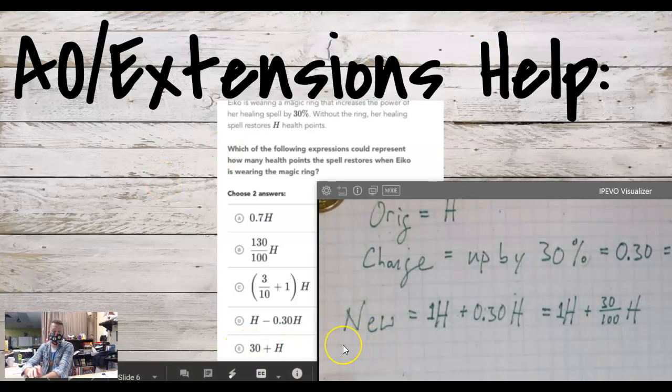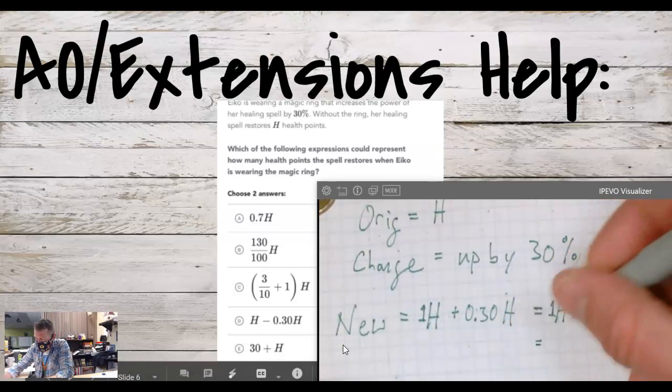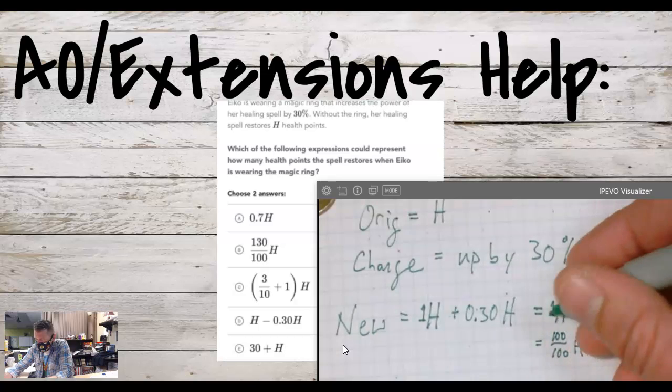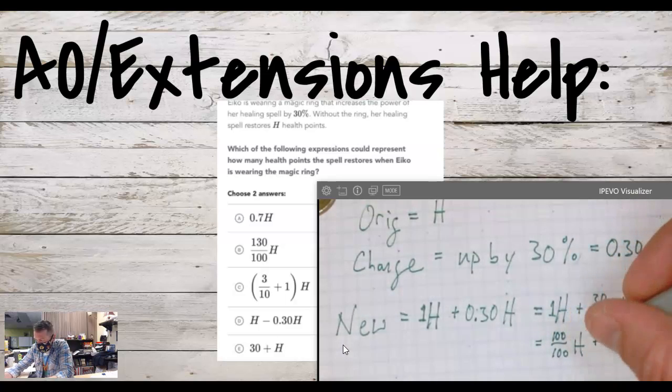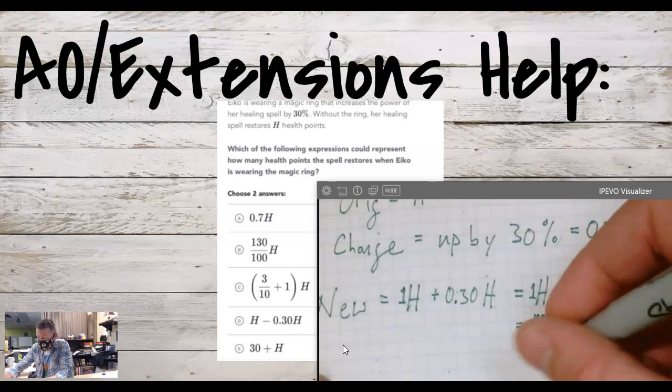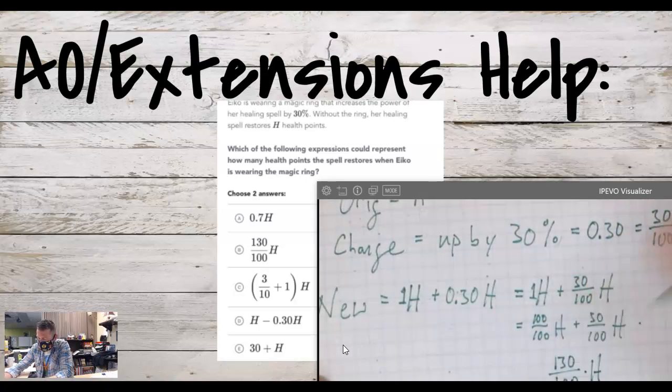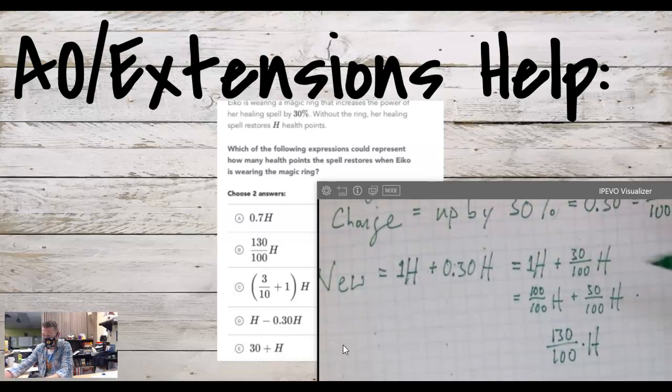Now remember, H is 1H, and if we think about 1H, we know that that would be any number over itself equals 1. So especially when we're thinking about fractions, this is like 100 over 100, H, to give us 1H, plus 30 more over 100. Well, this together would give us 130 over 100 H, which is option B there, right? So 130 over 100 is 130%, because anything over 100 is percent.